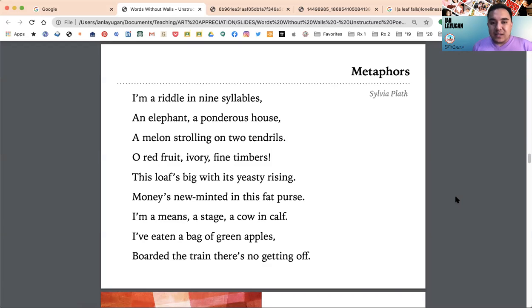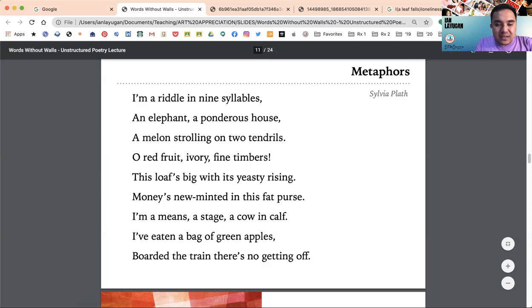Okay, so the title is Metaphors. I'm a riddle in 9 syllables, an elephant, a ponderous house, a melon strolling on 2 tendrils. O red fruit, ivory, fine timbers. This loaf is big with its easy rising. Money's new minted in this fat purse. I'm a means, a stage, a cow in calf. I've eaten a bag of green apples. Boarded the train, there's no getting off.